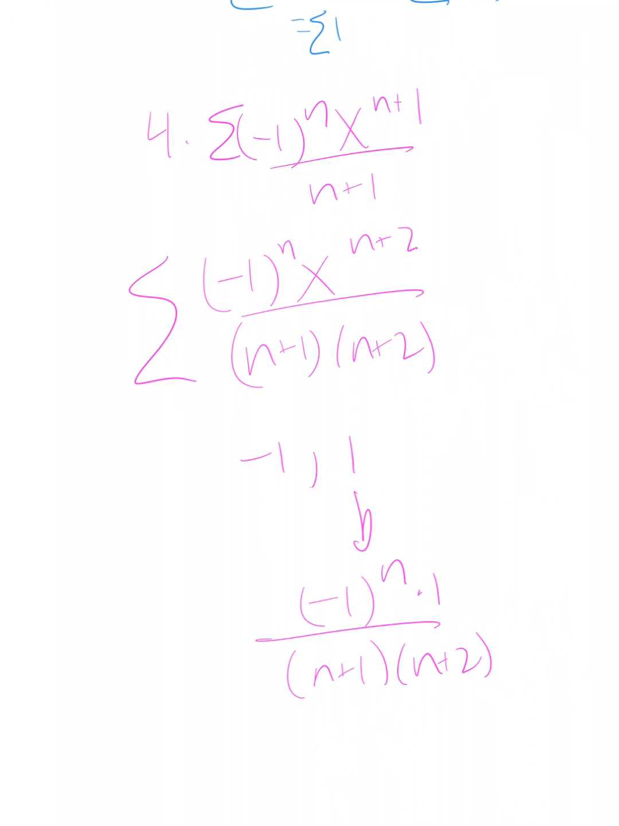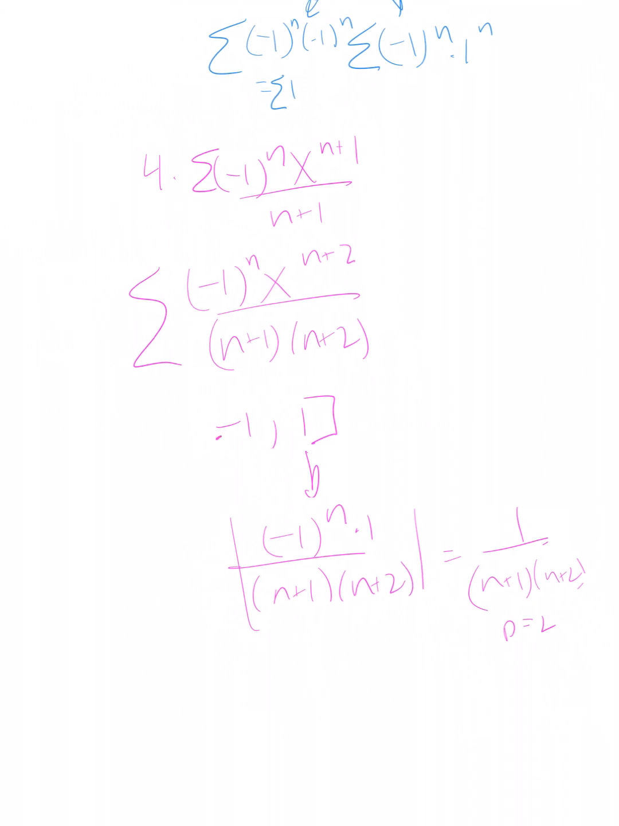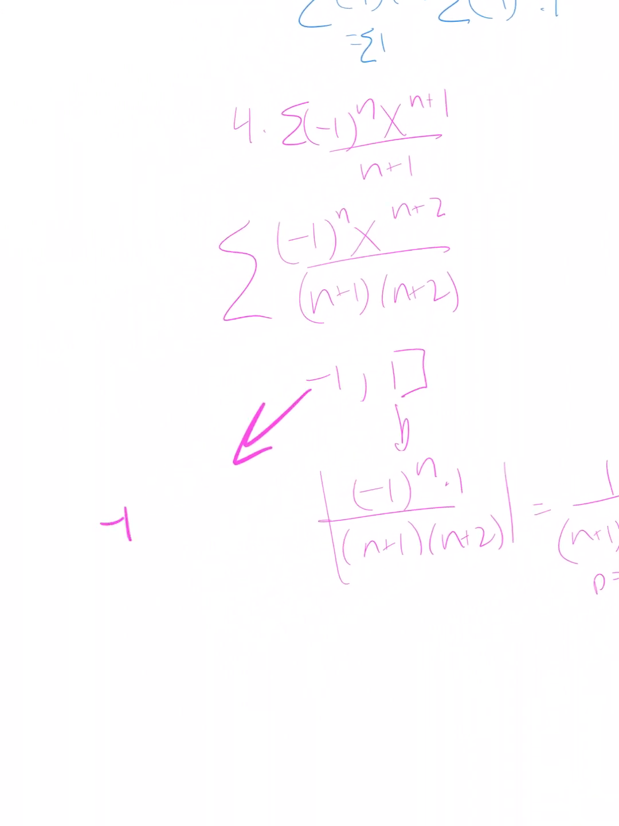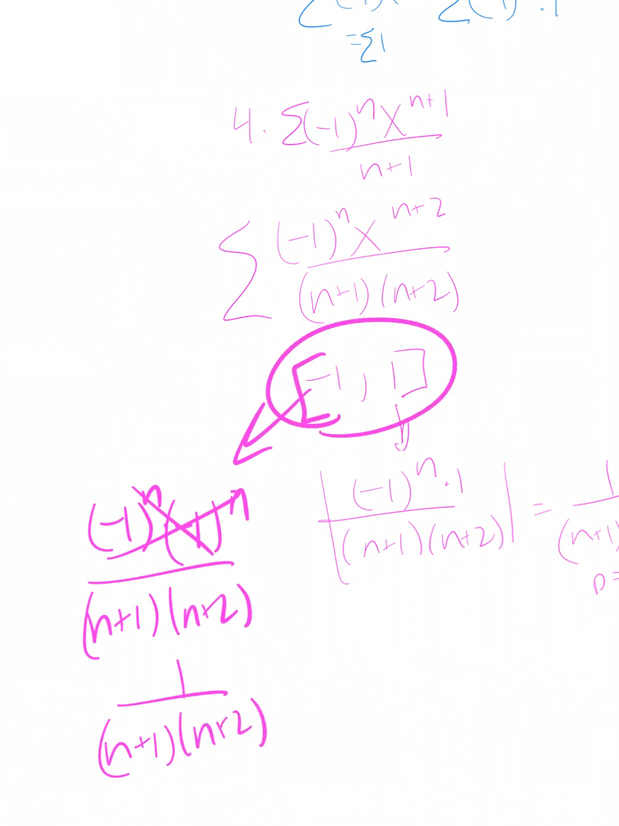So this is an alternating harmonic, but my power on the bottom is now n squared. If I take the absolute value of this thing, I'm going to end up with 1 over n plus 1 times n plus 2, which is a p series with a power greater than 1. So this will converge. If I plug in negative 1, I get negative 1 to the n times negative 1 to the n, which is going to give me a positive 1 over n plus 1 times n plus 2. So these are going to go away, and I'm going to have 1 over, again, a p series, which is going to converge. So this will also converge. So my antiderivative, or my integral, will in fact converge.